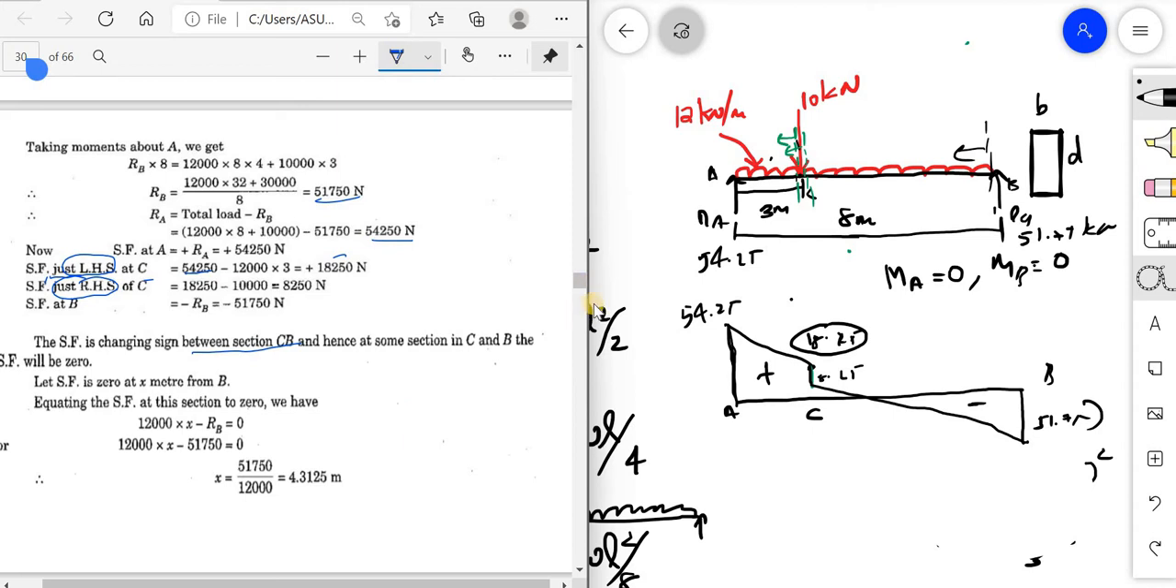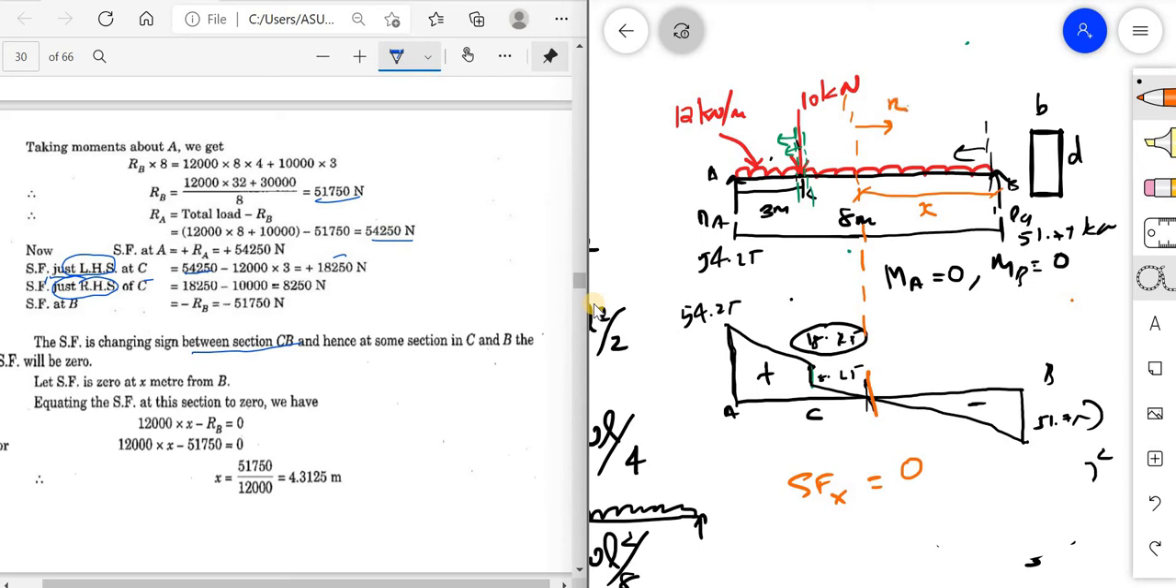This is the point where the shear force is zero and the bending moment will be maximum. So the first thing is that I have to find this point. Let the point be at a distance x from this end. In order to find the shear force at x, which will be 0, I take the forces to the right, since I have measured the distance from the right.